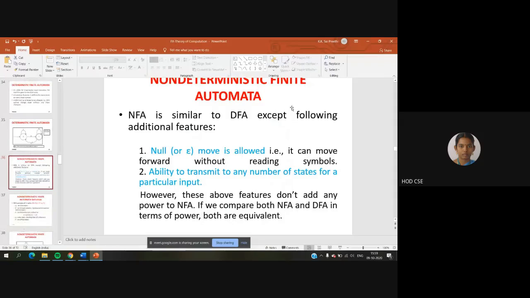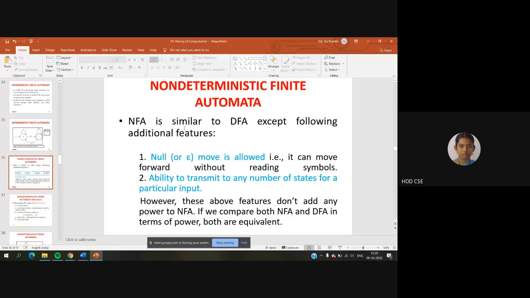And another finite automata is a non-deterministic finite automata, which is called the NFA. In NFA, epsilon transition is allowed. And similarly, from a state, more than one outgoing transition is possible for any input symbol. Do you understand? But these features may not add any power to the NFA. If you compare the NFA and DFA in terms of power, both are equivalent. NFA and DFA both have equal power.